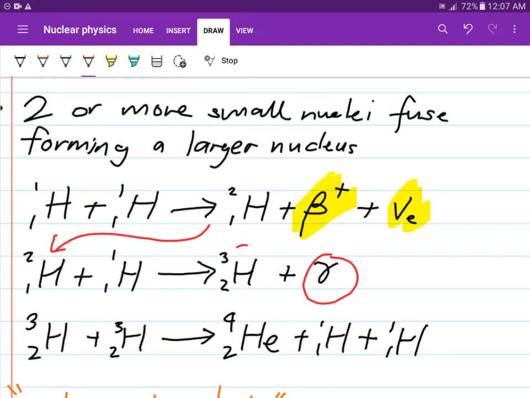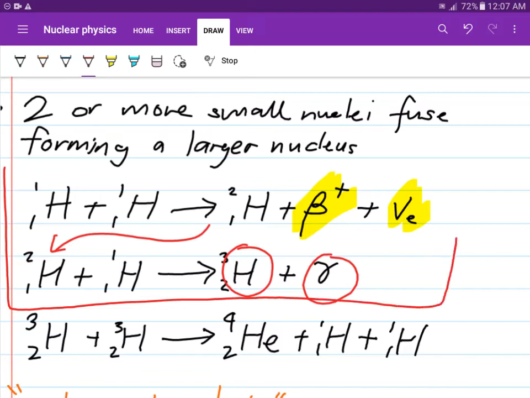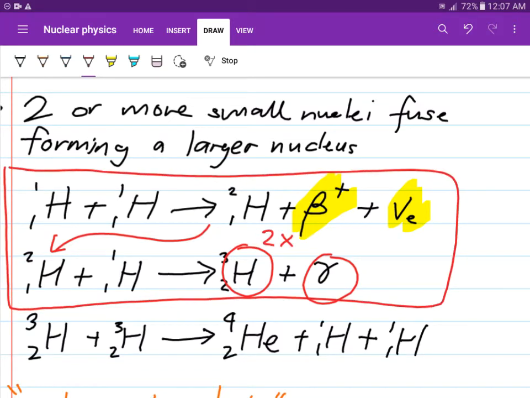So continuing the process, this isotope of helium combines with another isotope of helium. So if we repeat this process twice, we will produce two times the isotope of helium, and then combining them both in this third reaction, we will produce an alpha particle plus 2 protons.